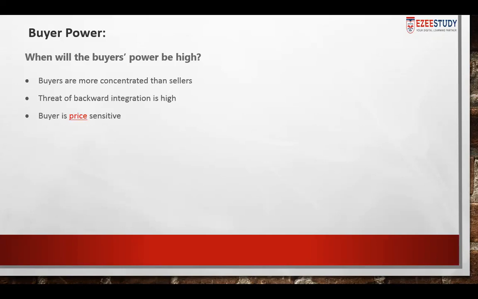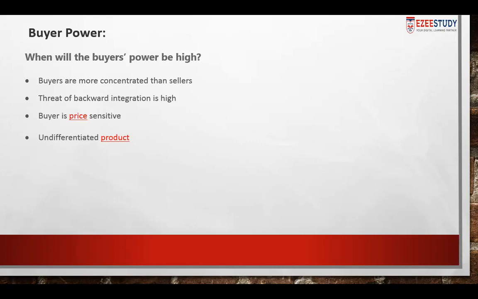And why may a buyer be price sensitive? The buyer may be price sensitive because he may have more options. The moment you change the price, he switches to somebody else, or he may switch to a substitute product. Or maybe increasing the price of the product that he is buying will lead to losing a competitive advantage in the market where he is selling the product. So maybe because of that, he's very price sensitive. If he's price sensitive, then it will give him more strength.